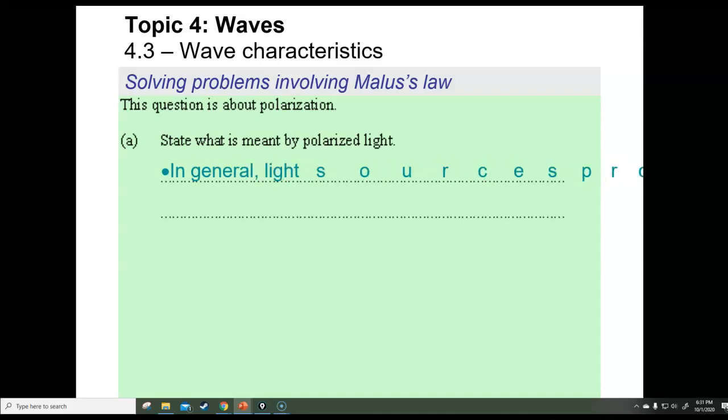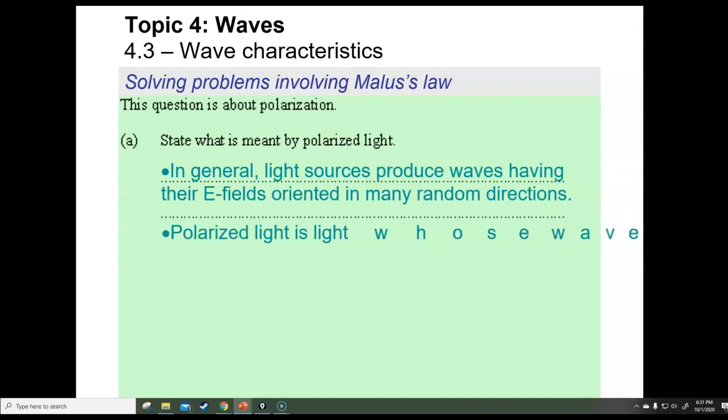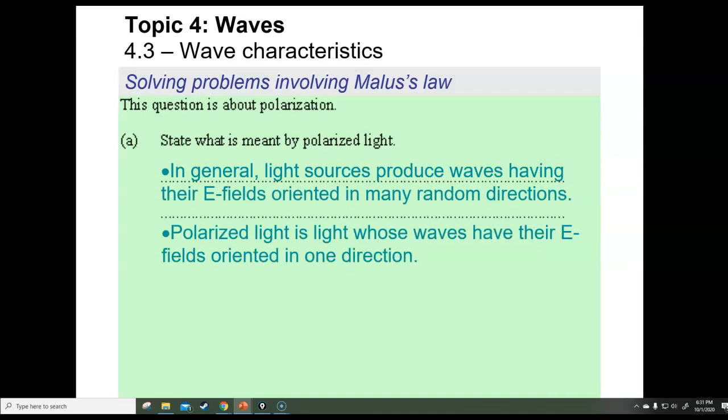Polarized light is light whose waves have their electric fields oriented in one direction. I've seen this question show up sometimes on IB exams, and almost always you have to specifically refer to the electric field of these electromagnetic waves being forced to oscillate in only one direction. A lot of the time people will say, light passes through a filter or whatever. No, that's not what polarized light is, because remember that there's other ways to polarize light besides Polaroid. You can polarize it through reflection or other sources.